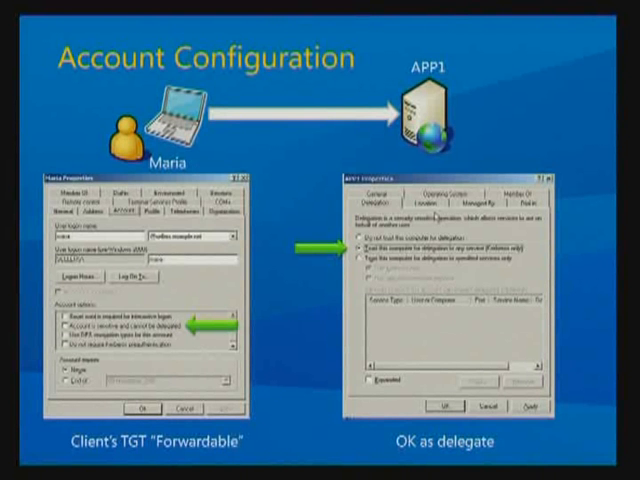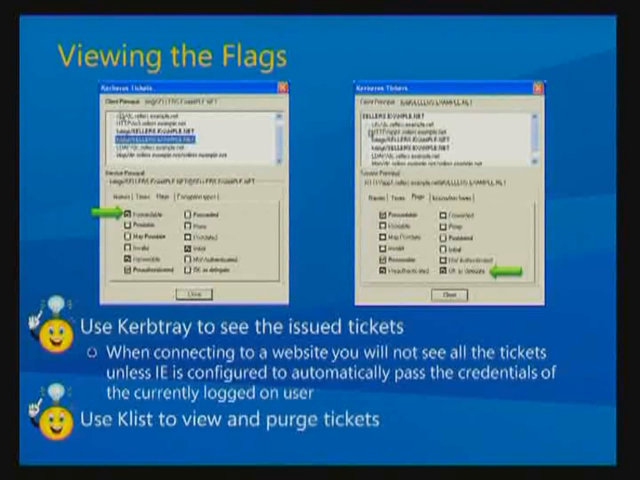Okay, so if we want to view the flags, the best way of viewing them is to use Kerbtray to do it. When connecting to a website, you won't see all the tickets unless you configure IE to automatically authenticate. So you want to make sure that you're not being prompted for a dialogue. That way, the client will actually hold all the tickets. Otherwise, IE itself can cache its own tickets. So to see all the tickets, make sure that you've got automatic authentication against the back-end system. And if you want to purge your tickets, use klist.